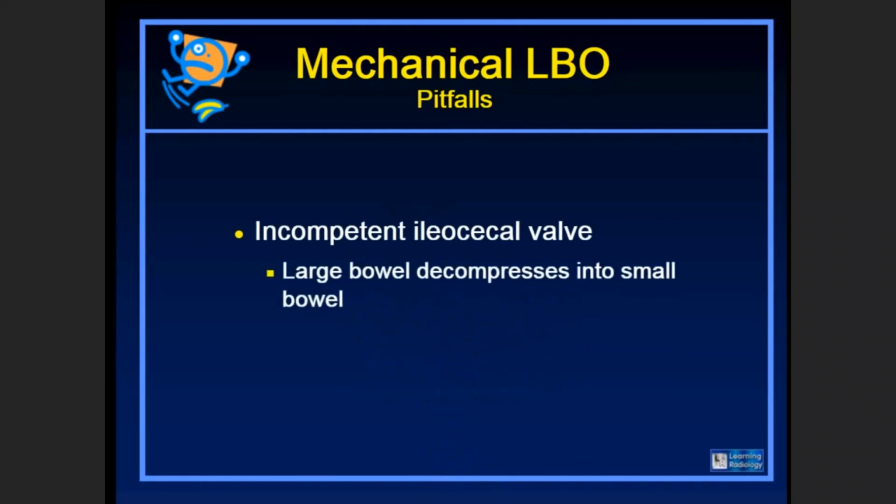In cases of large bowel obstruction with an incompetent ileocecal valve, the air within the colon can decompress into the small bowel. Large bowel decompression into small bowel, so we can have both small bowel and large bowel dilatation, which may look like small bowel obstruction.